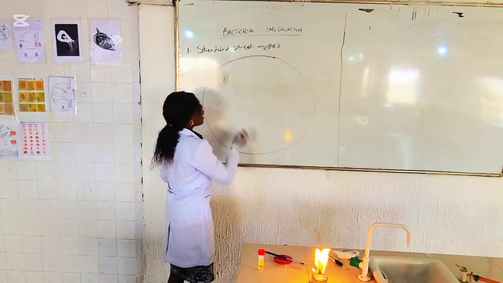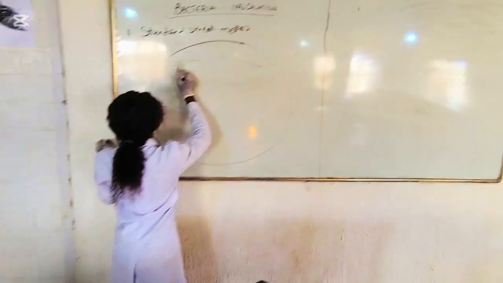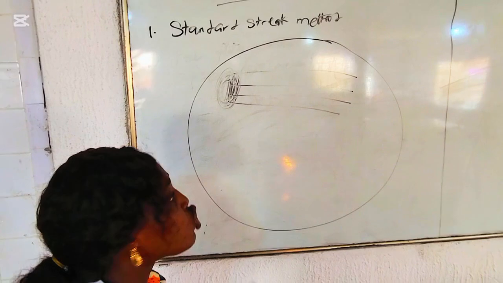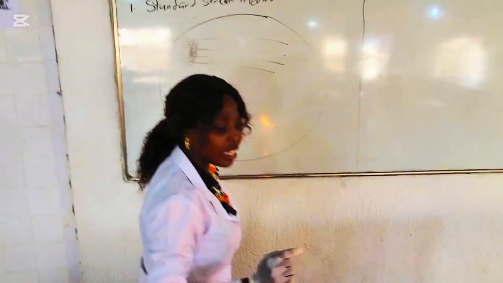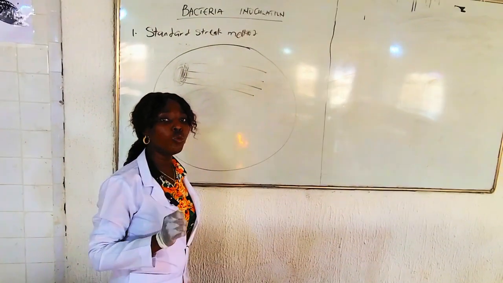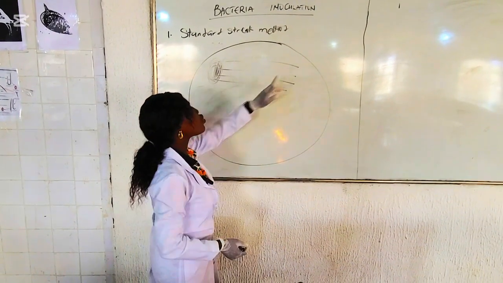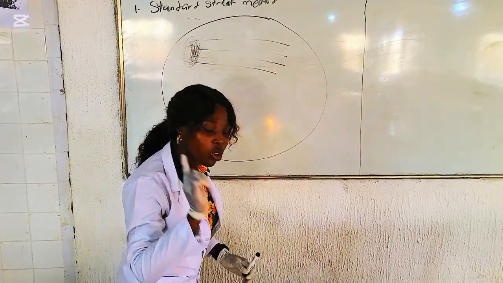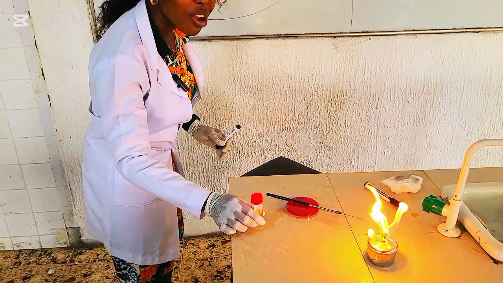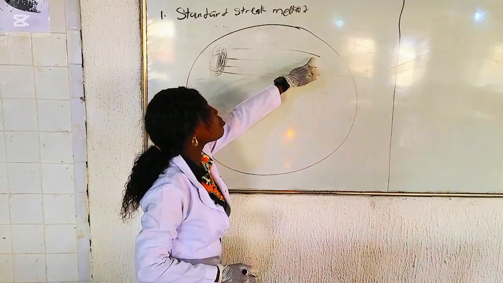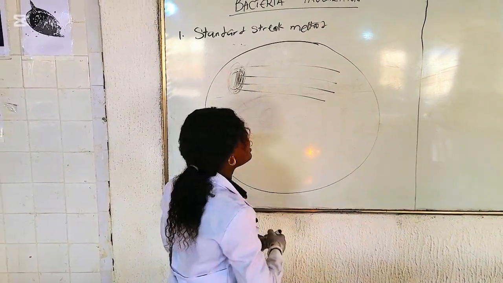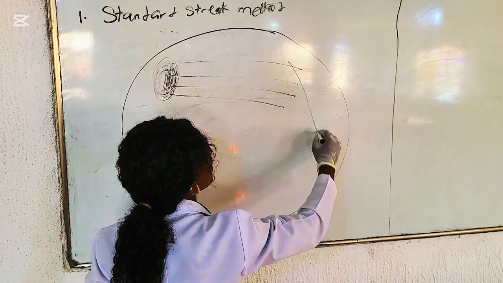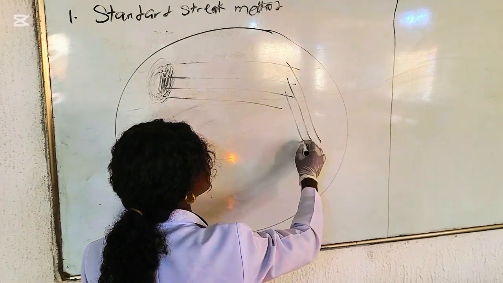So I'll get my wire loop and I'll streak from the well of the inoculum. After you streak, you flame the wire loop again. Then you allow it to cool. Once it's cool, you streak from the distal end of the previous streak. You are not going back to the urine sample. I repeat, you are going to streak again from the distal end of the previous streak. The distal means the ending part of the previous streak. So you streak from the distal end of the previous streak.